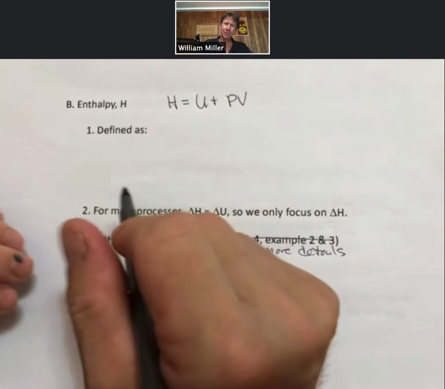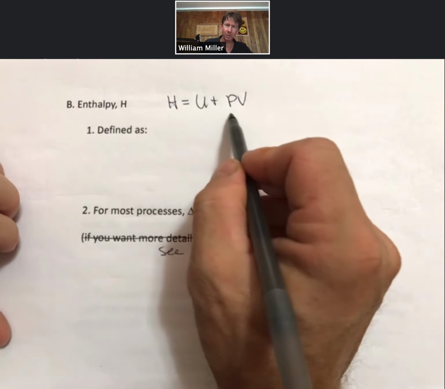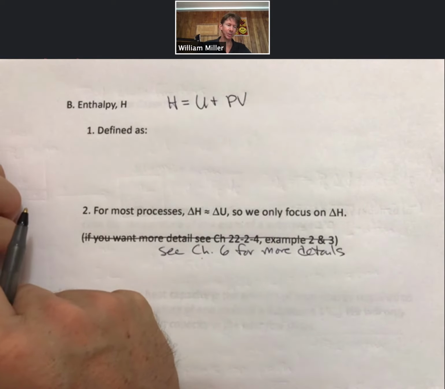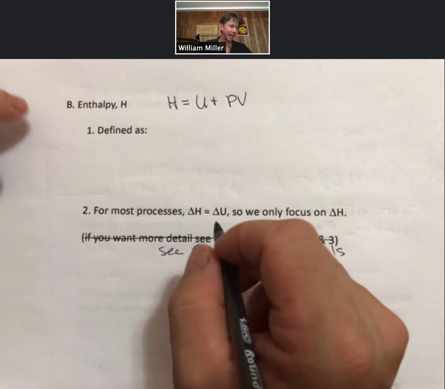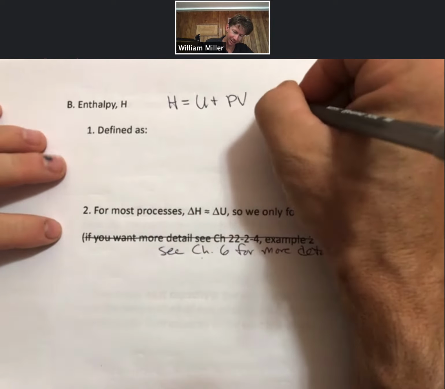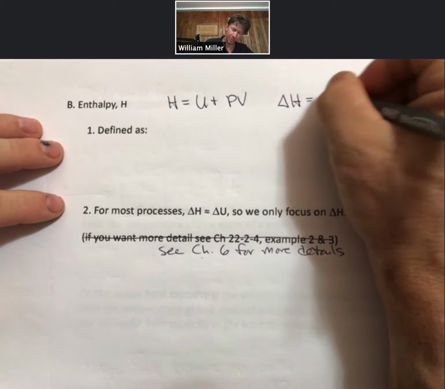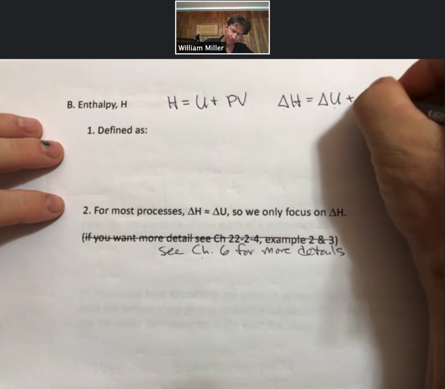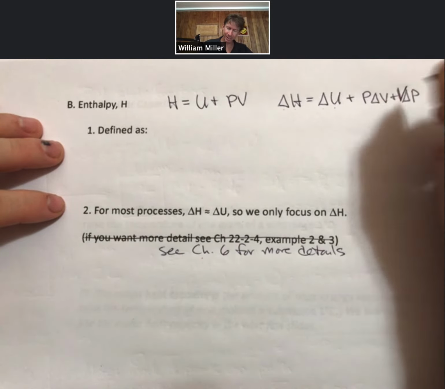And that's not going to be as useful to us as we would like. And if you want more details about this particular relationship, please talk to me in office hours or see chapter 6 in the online text for more details. But what we want to know is actually not technically H, but we're going to talk more about delta H, okay? And delta H is going to equal delta U. So the change in enthalpy is going to equal the change in internal energy plus P delta V plus, let's do this, V delta P.